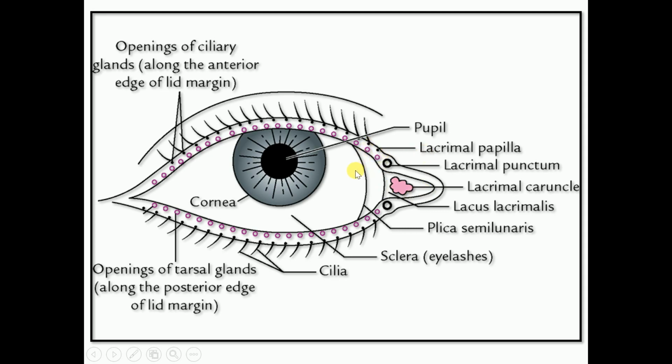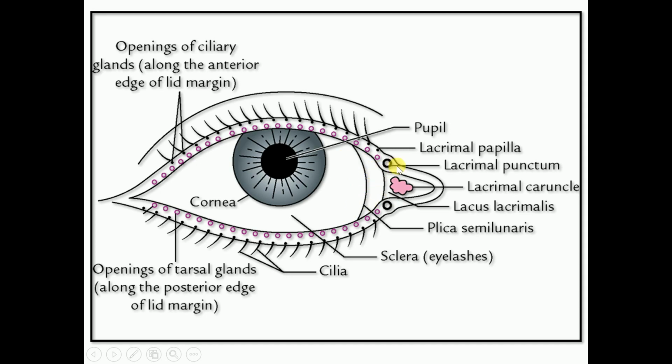Here is the palpebral fissure, showing the openings on the anterior margin of the eyelids. There are openings of the ciliary glands, and on the posterior lid margin there are openings of the tarsal glands. On the medial aspect there is a lacrimal caruncle, a reddish, fleshy, elevated part that can be seen near the medial angle of the eye. This triangular space is called the lacus lacrimalis. This is the plica semilunaris.